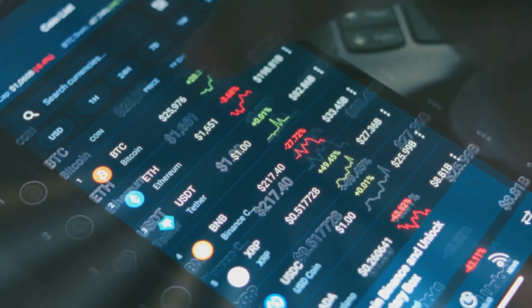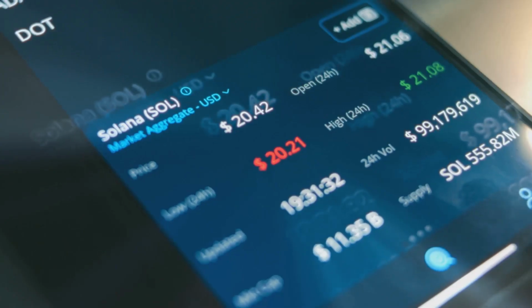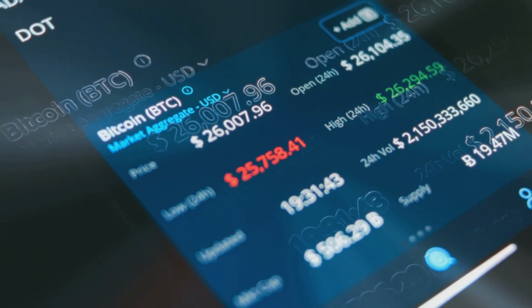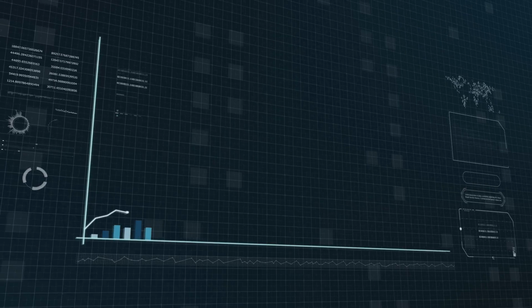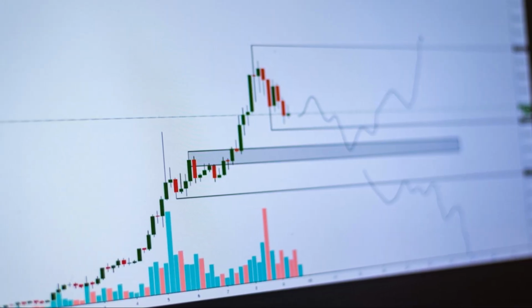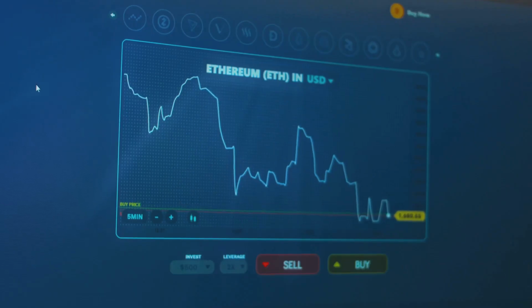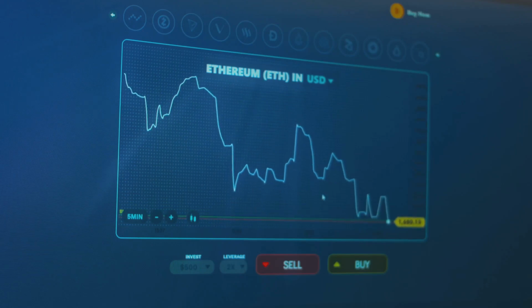Then we have bar charts, which provide more detailed information. These show more details than line charts, including opening and closing prices. Each bar is for a time period, such as a day, week, or month. The bar shows open and close prices, giving a fuller picture of market activity. It also shows the high and low price within that period, adding more context.